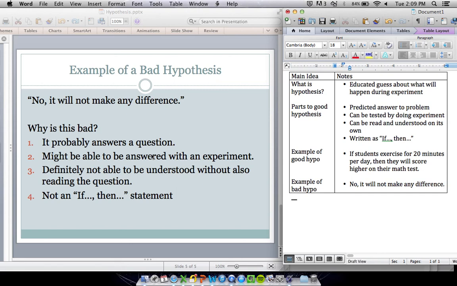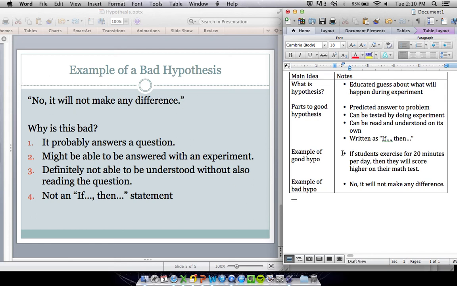I might be able to do this with an experiment, but I don't know. I don't know enough about this hypothesis. It doesn't make any sense on its own. And that's the big problem, it doesn't follow number 3. It's definitely not able to be understood without also reading the question. I don't know what the question is here. Is it the amount of time you spend studying? Is it the number of cookies you eat at lunch every day? Is it the number of wheels on a car? Who knows? It could be anything. So that's why this is a bad hypothesis: there's not enough detail.